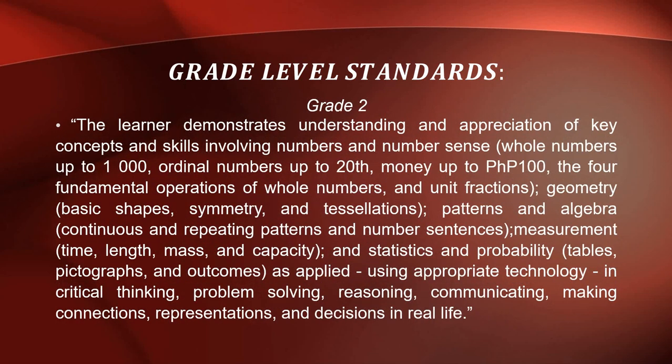This time we have grade 2. Let's see what's the difference between grade 2 and the previous two grade levels. So the learner demonstrates understanding and appreciation of the key concepts of skills involving numbers and number sense. But this time we have whole numbers up to 1,000, ordinal numbers up to 20. So the ordinal number in grade 1 is up to 10 only. Money up to 100, so the same thing, but there's already a difference as to the kind of problem solving involved here. The four fundamental operations of whole numbers.